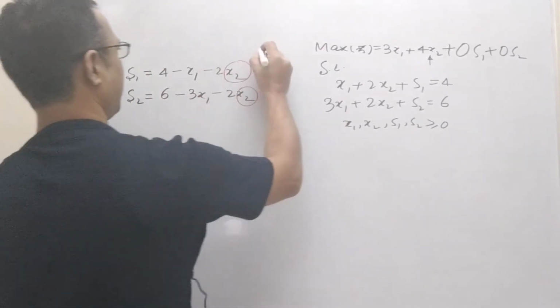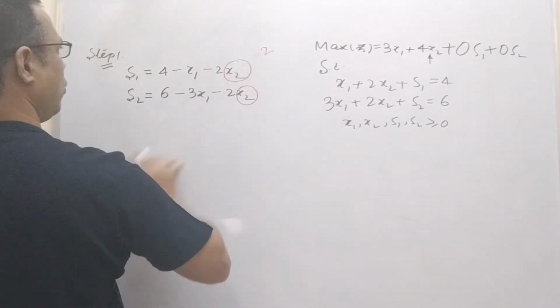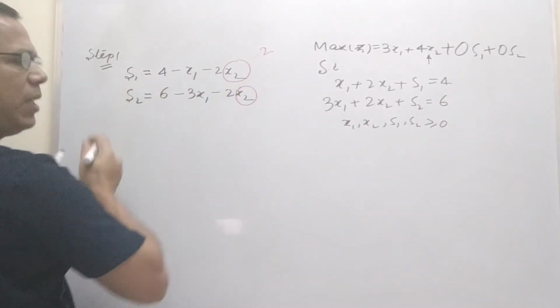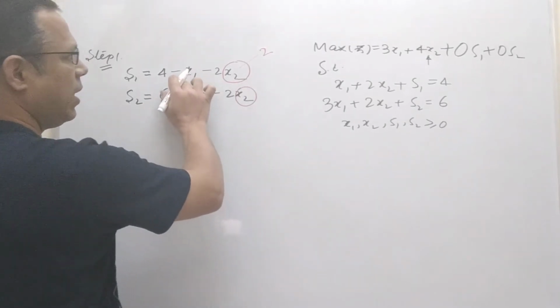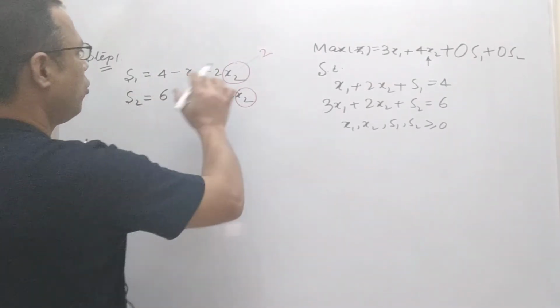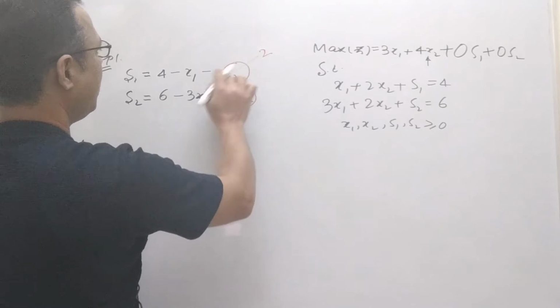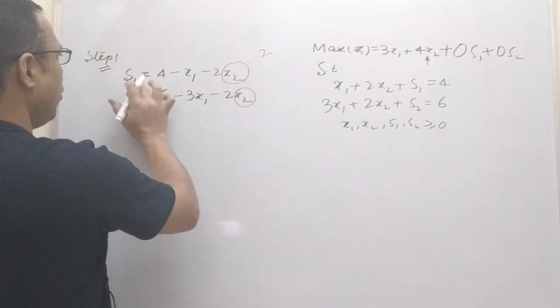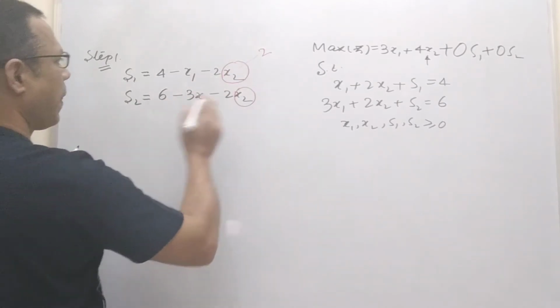x2 value 2. So 2 into 2 is 4, meaning 4 minus 4 result will be 0, because x1 has already been considered 0. So now x2 is equal to 2, it means 2 into 2 is equal to 4 and 4 minus 4 is equal to 0. Now s1 is going to become 0 here.